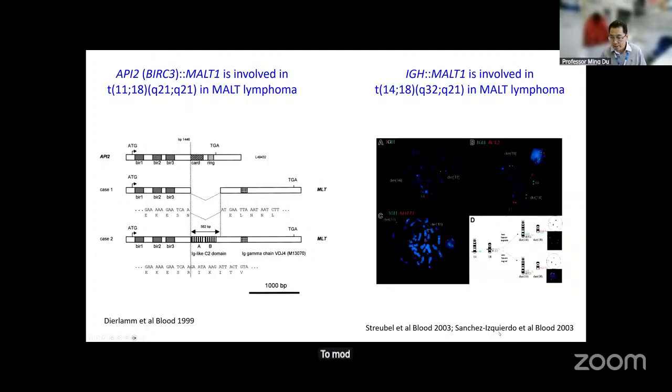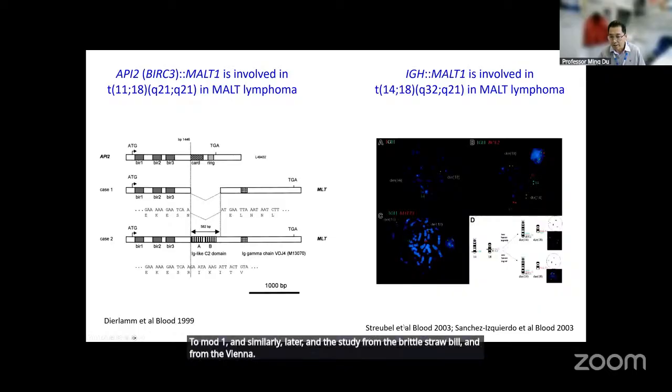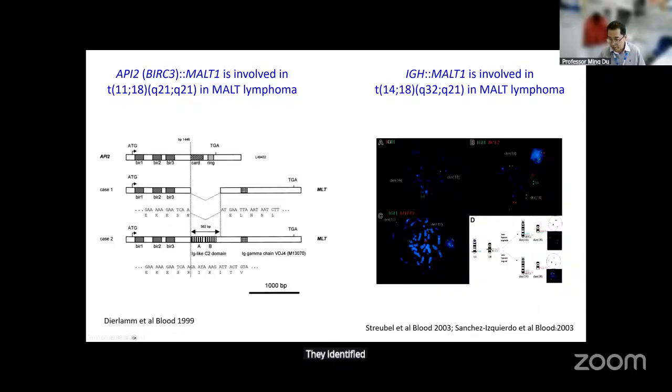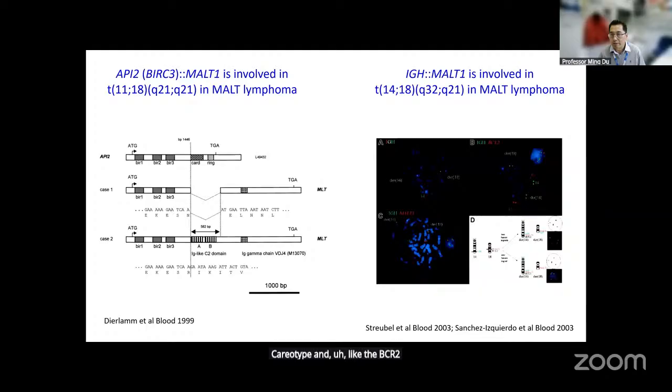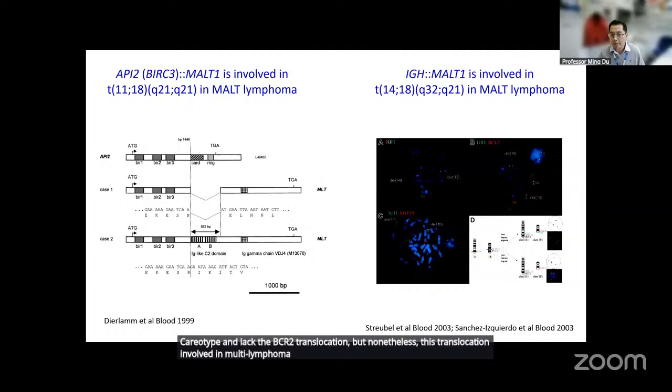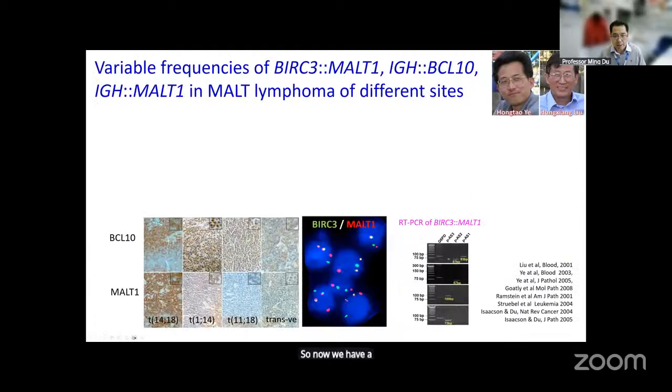Similarly, later, a study by Bertold Strobel from Vienna, together with a Spanish group, identified another chromosome translocation in MALT lymphoma. This translocation has the same karyotype as the BCL10 translocation, but nonetheless involves MALT1 rather than BCL10. So now we have three chromosome translocations identified in MALT lymphoma.